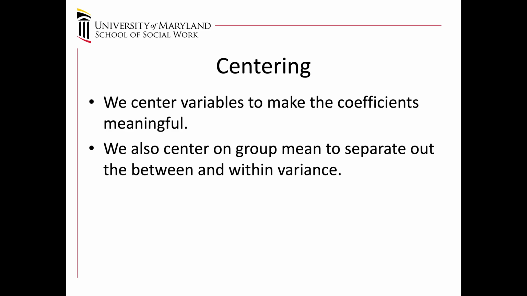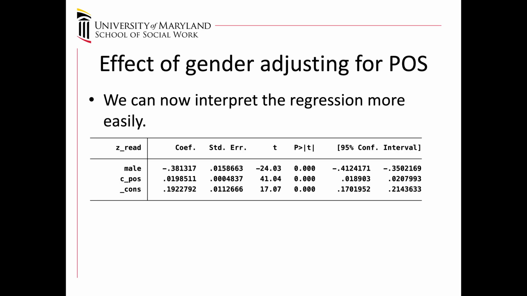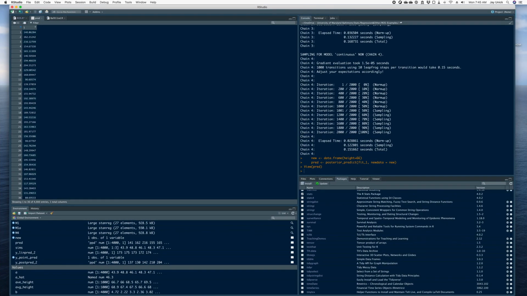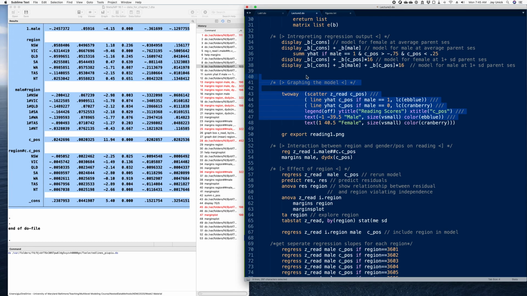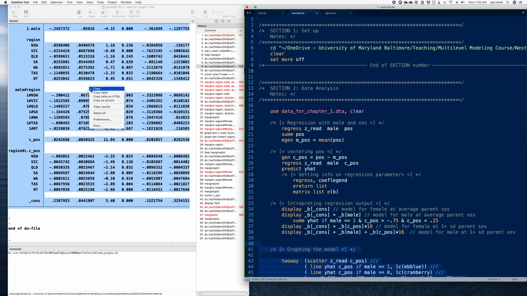That's one thing. Later in the semester, we're going to be using centering on the group mean to separate out the difference between the between and within variance. So centering has a lot of uses for us. Today we're doing the most typical and simple case where we just want to make our coefficients, particularly the intercept, the constant term, to be meaningful. So let me show you how I do this in a regression.